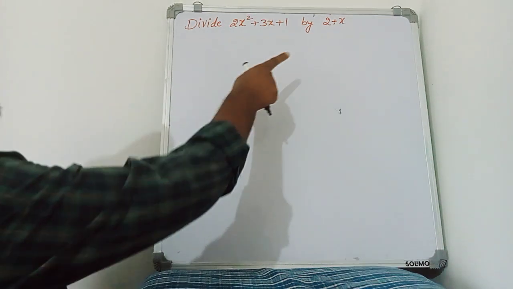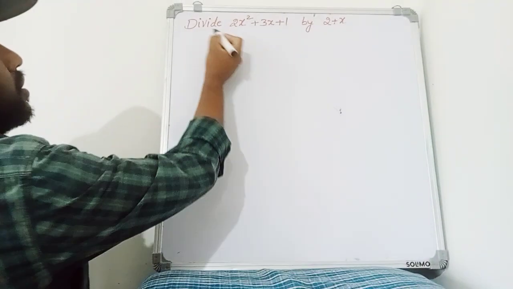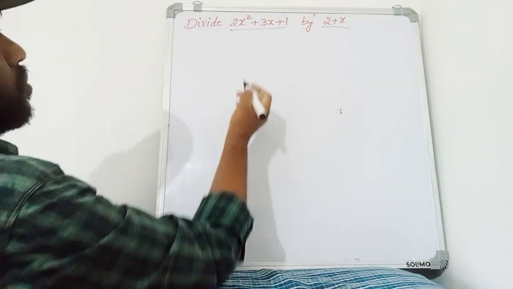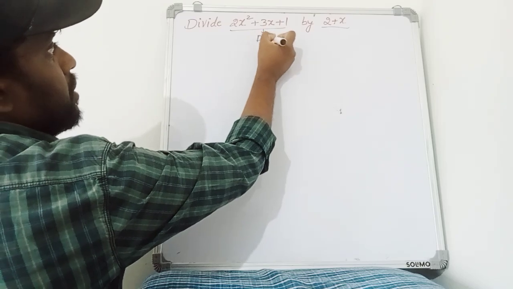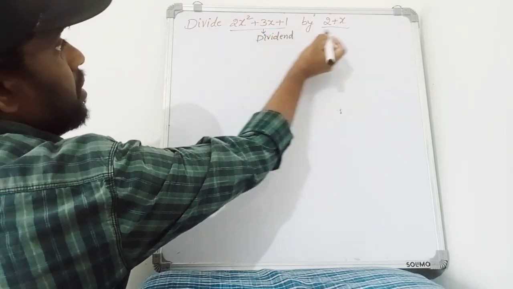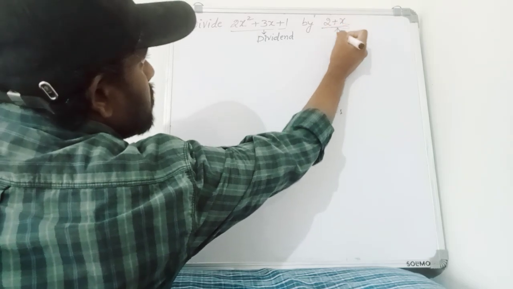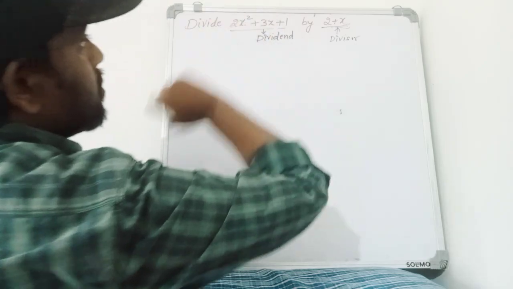Hi. So today the topic is polynomial division. We divide this by this. So we are dividing this. This is called the dividend. We are dividing this by this, so this is the divisor.